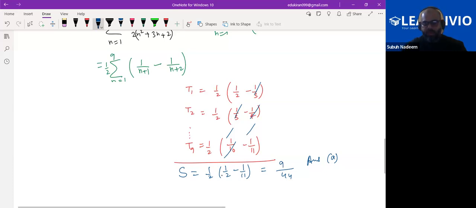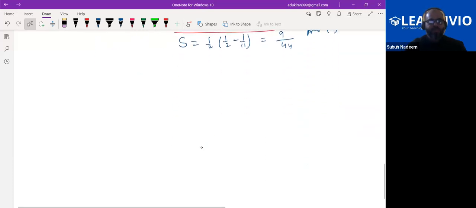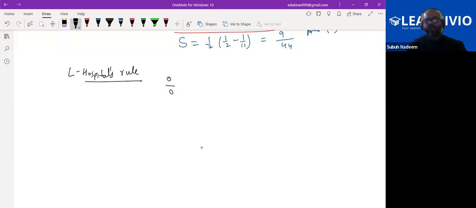Let us see a little different type of question now. L'Hopital rule. We all know L'Hopital rule. It is applied when we have 0 by 0 form or infinity by infinity form. So in such cases, we differentiate the numerator and we differentiate the denominator. So this is L'Hopital rule.